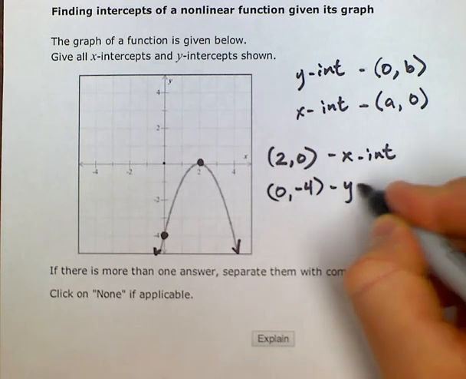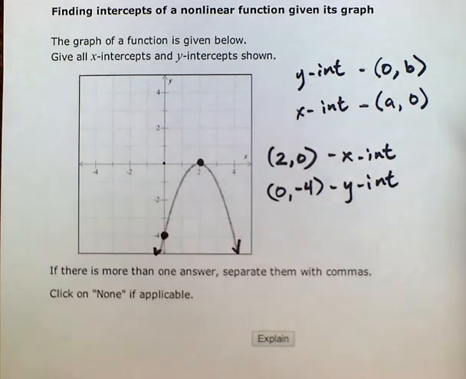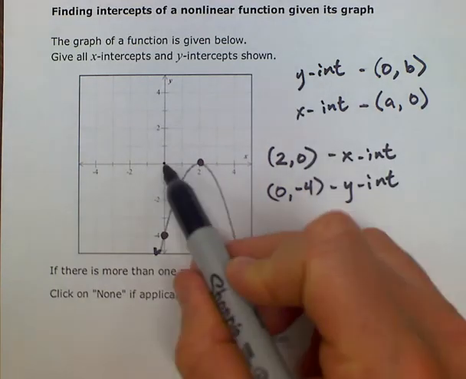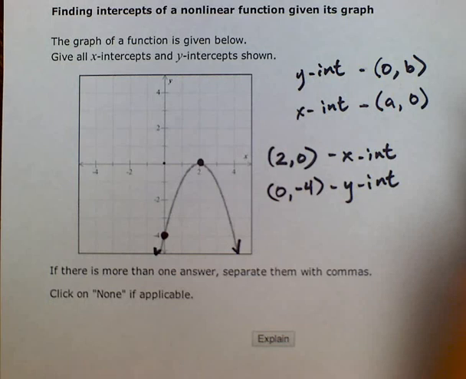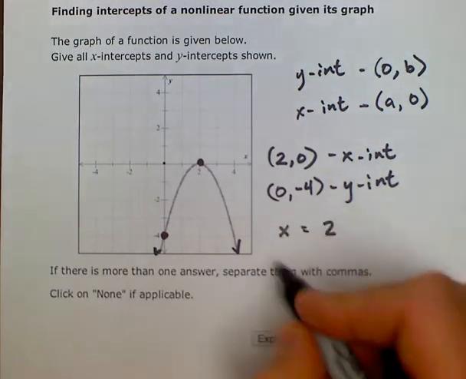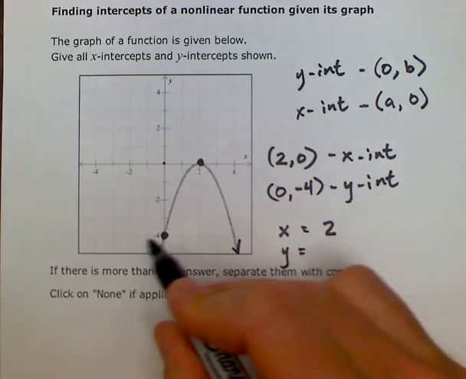However, on ALEKS, it's just going to ask for the actual value where it is. So for the x-intercept, you would just fill in 2, and for the y-intercept, you would just fill in -4.